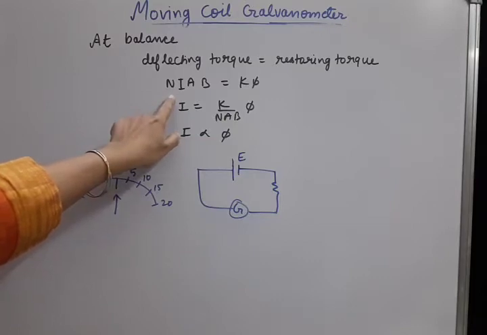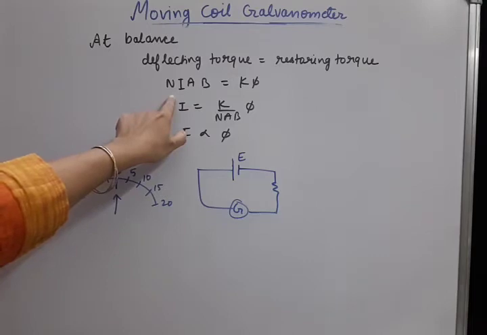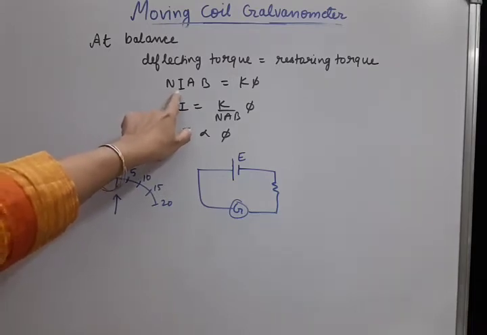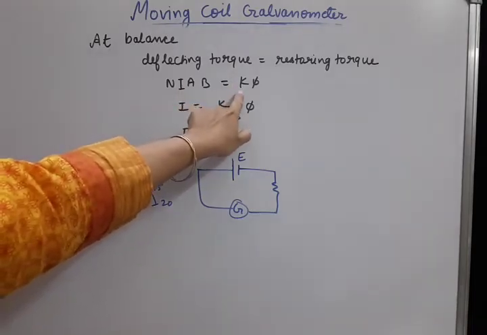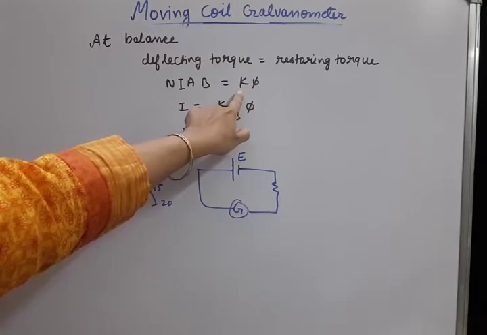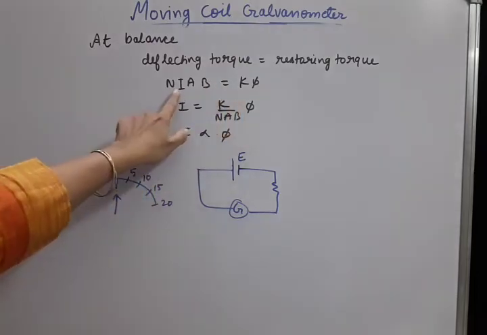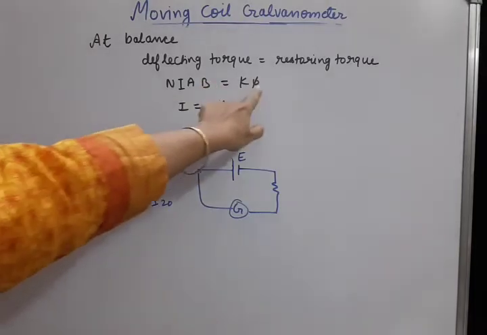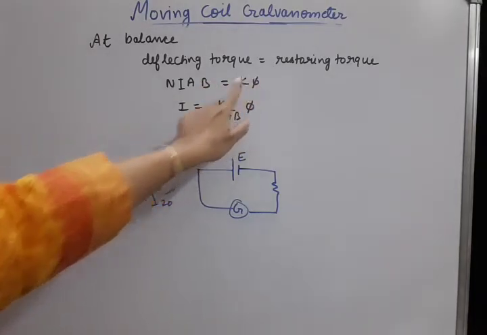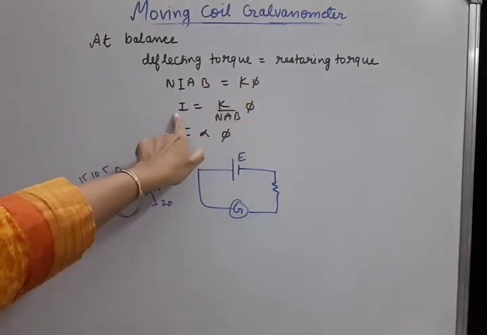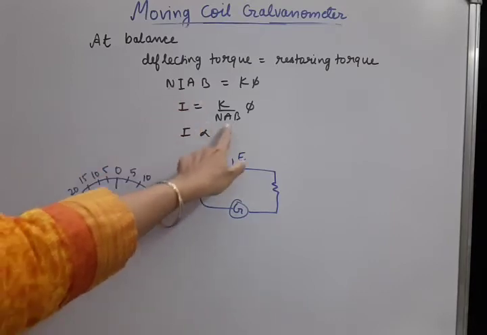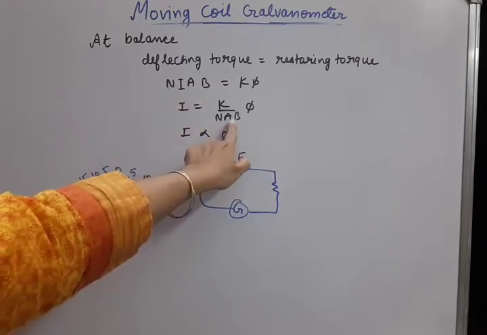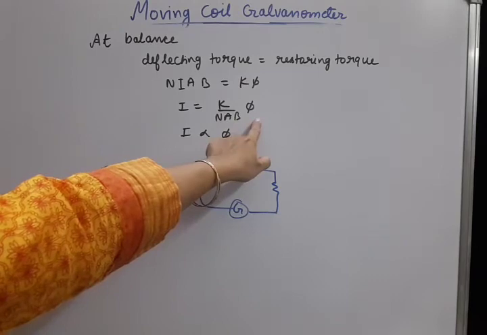So we have to use the maximum torque on that coil. So NIAB we will be using, I meaning current. Now for restoring torque we have used Kφ. Now you know that we have to get the relation between current and the deflecting angle. So here we have to keep I alone, and these NAB terms we will shift down. So I = (K/NAB) φ will be on the right side.